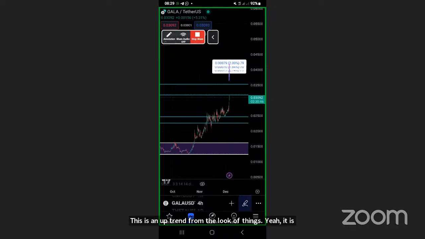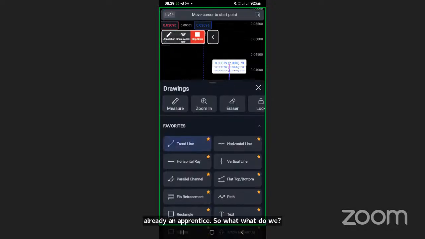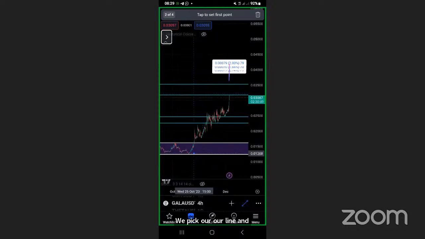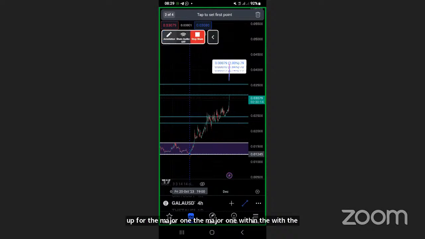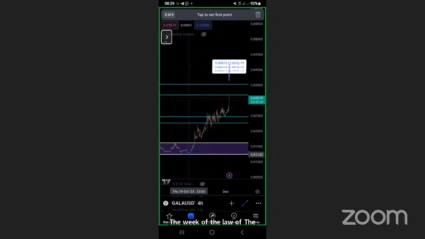So what do we do? We pick our line, and we make sure we put it on the very point of a reversal. The build-up started from here. So we shall select this lower low, then we pick out any two higher lows. Pick 2, 3, doesn't matter, but pick the major one with the biggest dip. Let the line touch the wick of the lowest low of the candles that are aligned there.